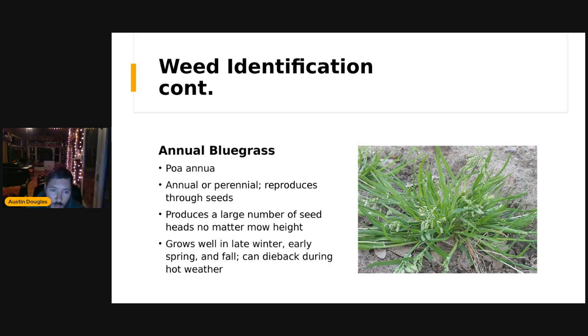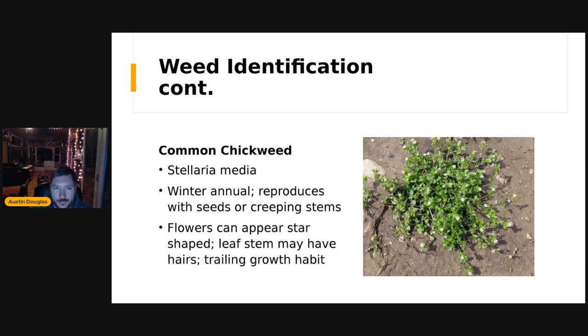This is annual bluegrass, also known as Poa annua. It's an annual or a perennial. It reproduces through seeds, produces a large number of seed heads, and it doesn't really care about the mow height. It'll still produce a bunch of seeds. It grows really well in late winter, early spring, and fall, but it can die back in hot weather. So again, this is a cool season weed. It likes the cool weather.